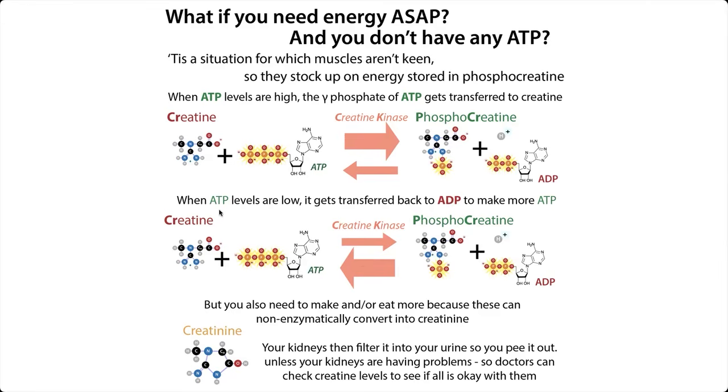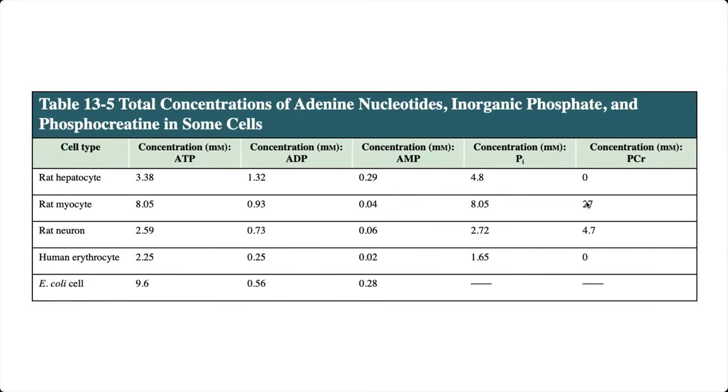You still have to eat creatine because the creatine can get non-enzymatically converted into this molecule creatinine. And the reason why I'm mentioning this too is that your kidneys filter this out, and so you pee it out. But if your kidneys are having problems, this can alter the creatinine levels in your urine. And so doctors can test the creatinine levels in order to know that all is okay with your kidneys. But that's really mainly happening in your muscles, or in this case, the rat's muscles.